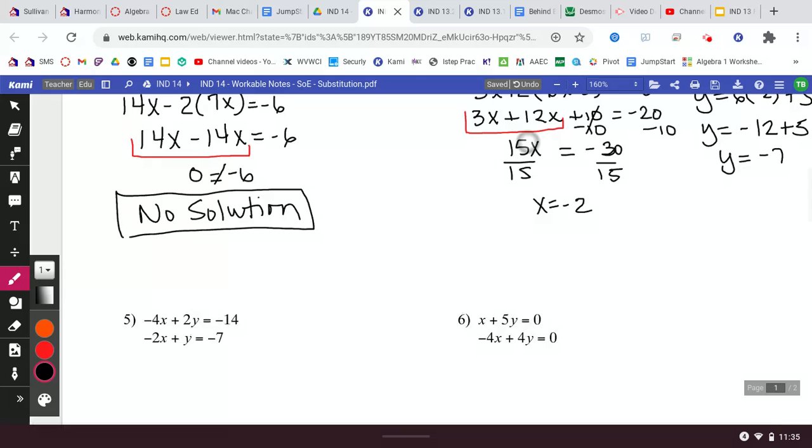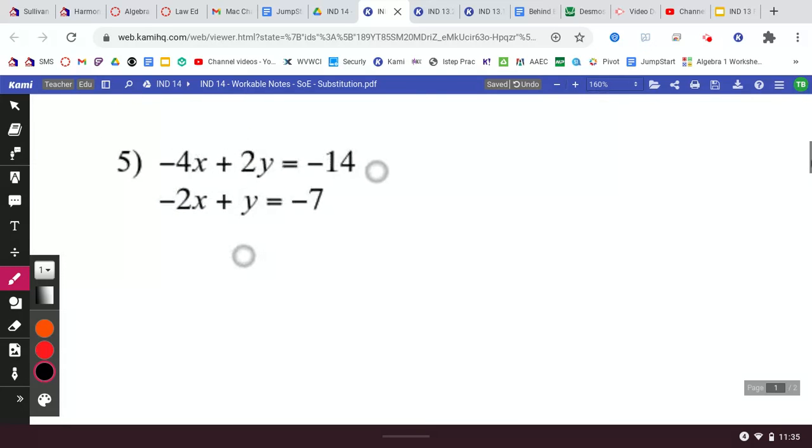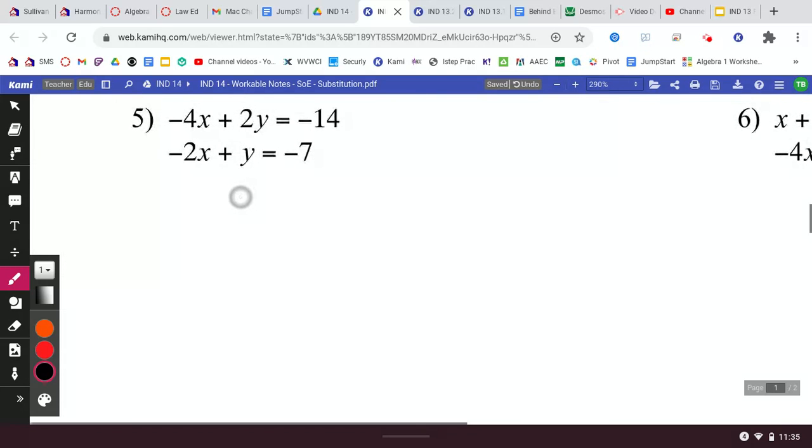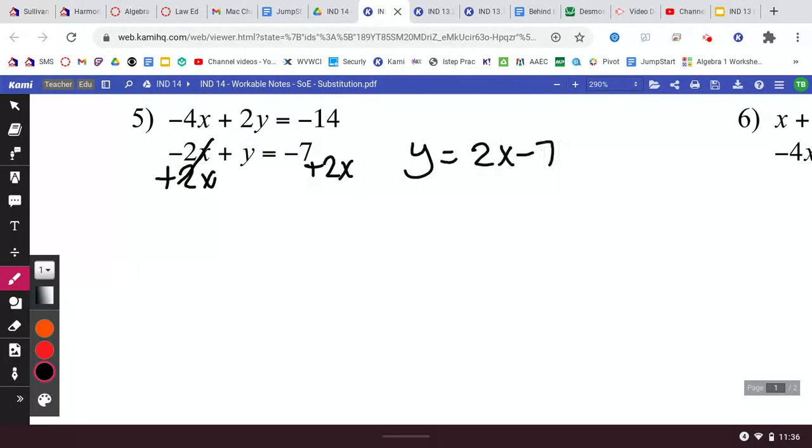All right. Of these two, which one is the easier, the first or the second? Which one is easier to get y by itself? The second one, just because there's nothing to divide off the y, so it's just a little bit easier, all right? So I'm going to use my second one here, and I'm going to add 2x and add 2x, and that gives me y equals 2x minus 7.